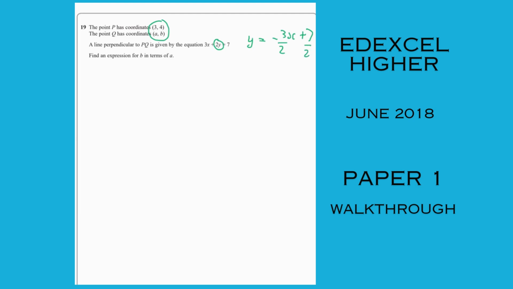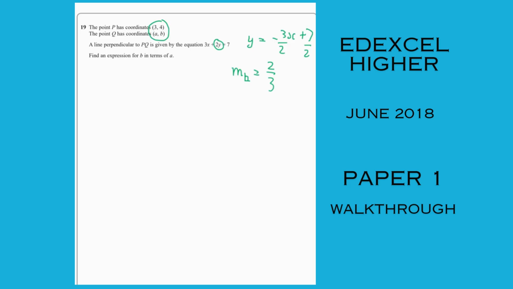So we know its intercept 7/2, but we're less interested in that. We've got the gradient, it's -3/2, a line perpendicular to PQ. So the gradient of the perpendicular, flip and change the sign, negative reciprocal, 2/3. We've now got enough information because this one is actually just hidden algebra.